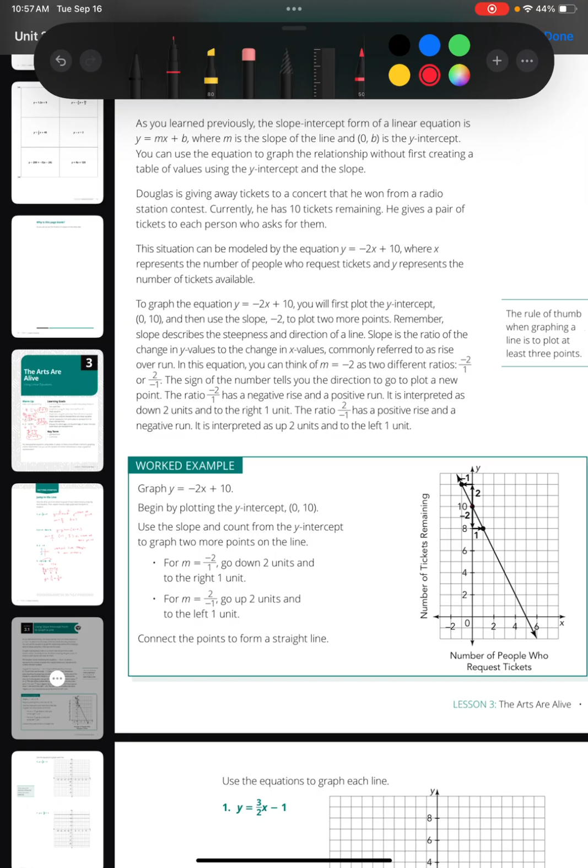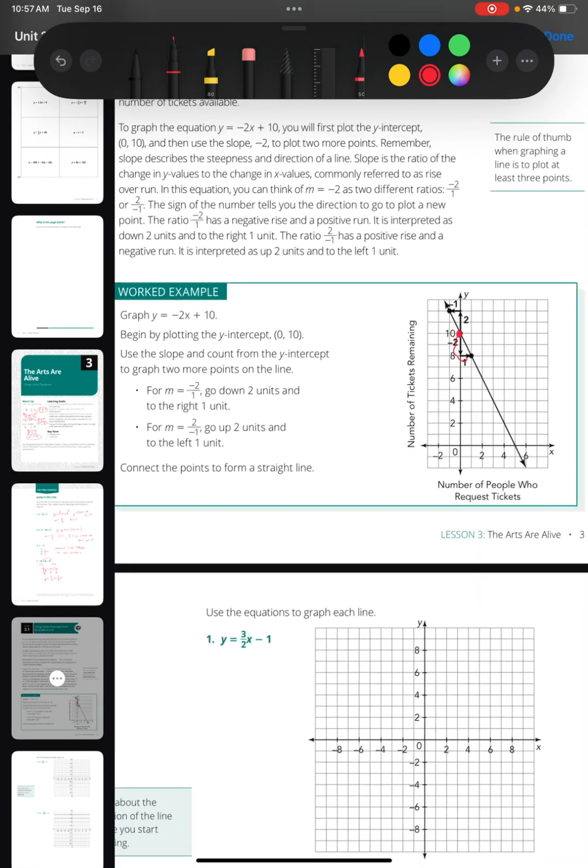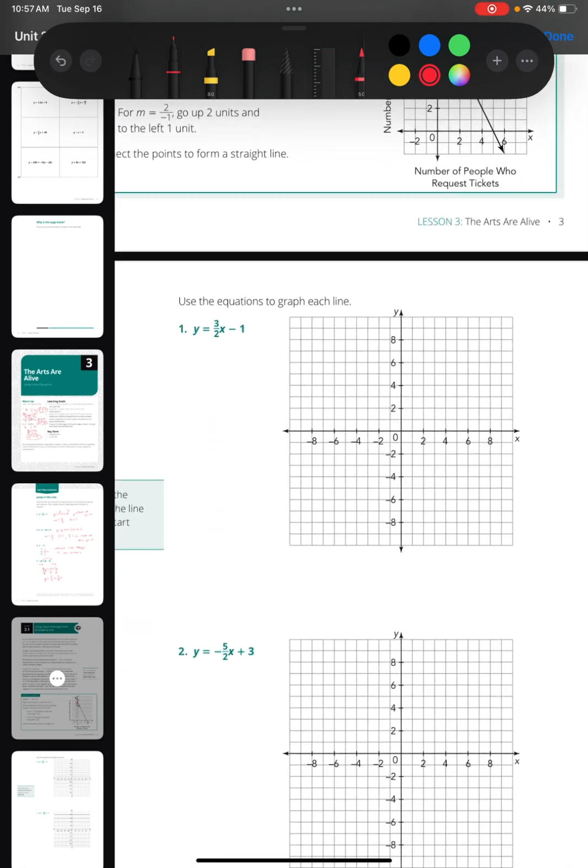Like the graph shown here, we're starting at the y-intercept of 10 and we're going down 2, right 1, using our slope. So if your slope is negative, we should end up with a line that's going down from left to right. If our slope is positive, we should end up with a line going up from left to right. Okay, so we're going to graph these examples using that.